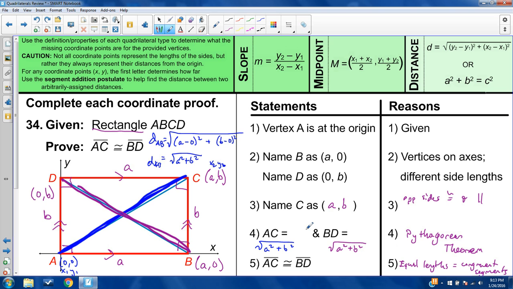So there's your proofy proof from there. What we were doing is we had a rectangle. We were proving that the diagonals were congruent using coordinate geometry. Now I know we didn't use midpoint for anything here, but this one's also listed in case you ever need to use it for anything.